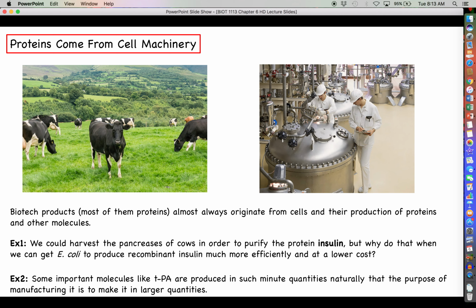Biotechnology is all about taking processes that are already occurring in nature, processes that you want to take advantage of, and using what you know about how cells operate, how cells make proteins and other molecules, and tricking cells into doing those things much more quickly and much more efficiently than they occur in nature.